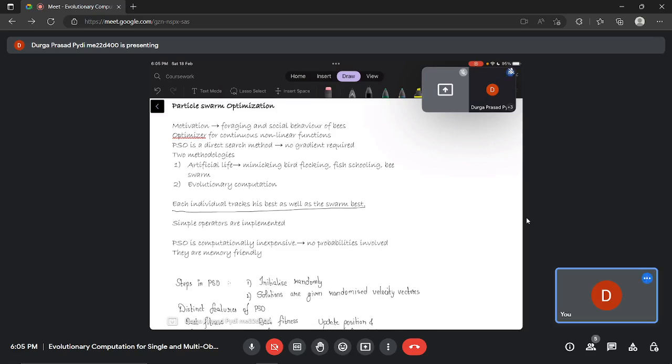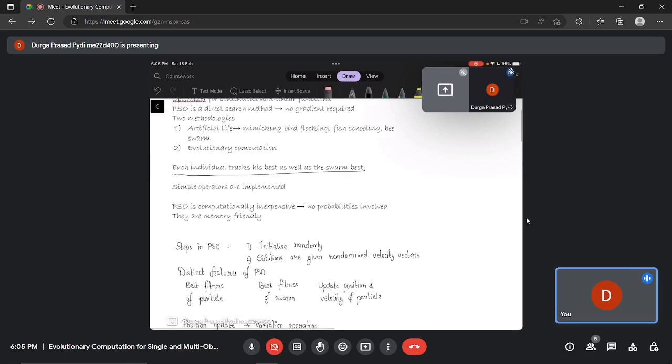One of the advantages is that this has very simple operators. It doesn't have the complex operators and computations we have seen previously, which involved complex expressions that won't be required in this technique. And it doesn't have any probabilities that we have to take into account.